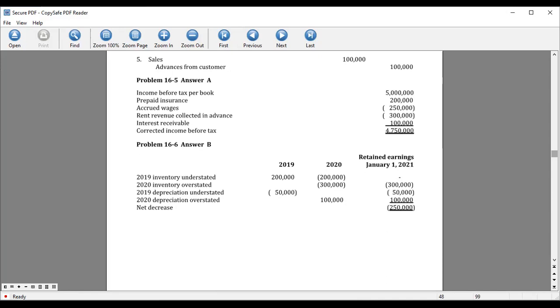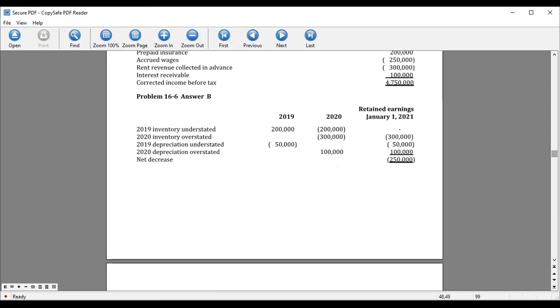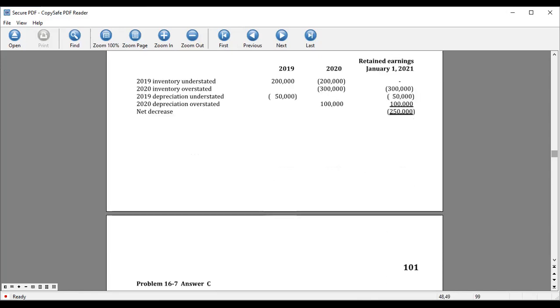Next, we have the interest receivable of 100,000. It is to be recognized by debiting interest receivable and crediting interest income. So we have to add back to net income. The answer is 4,750,000, the corrected income before tax.